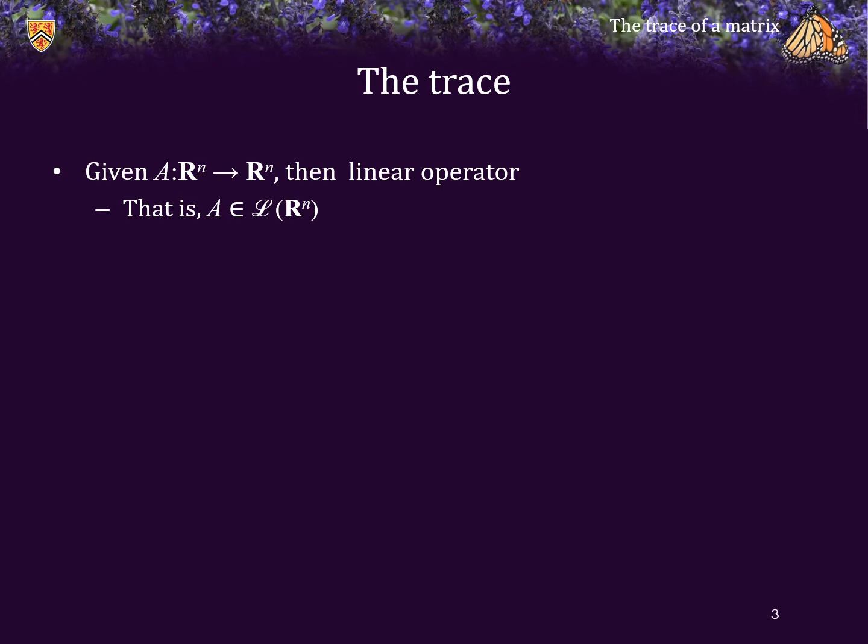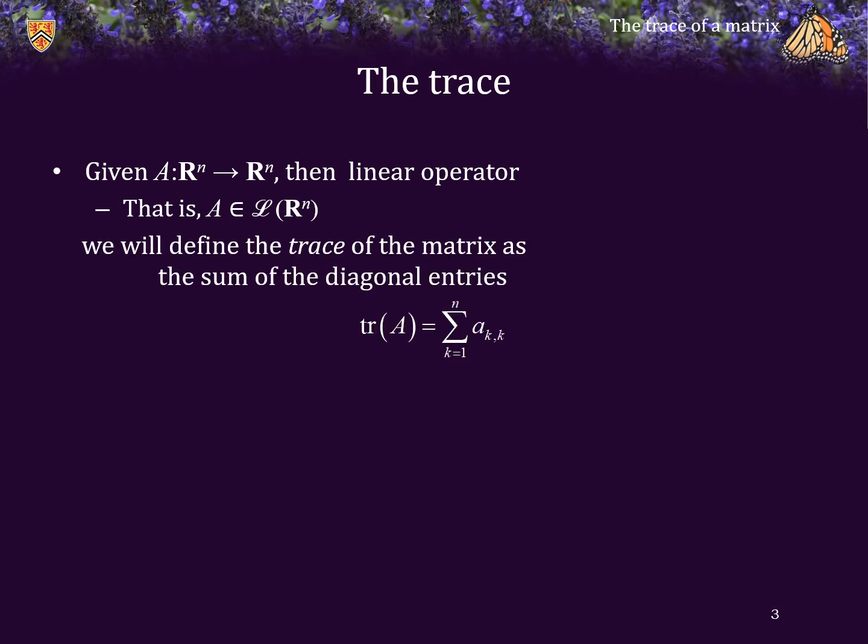Now, given that A is mapping Rn to Rn, then it is a linear operator, and A is in the space of all linear operators mapping Rn to Rn. We will define the trace of the matrix A as the sum of its diagonal entries. Consequently, like the determinant, the trace is a function mapping the space of all linear operators on Rn to the reals.